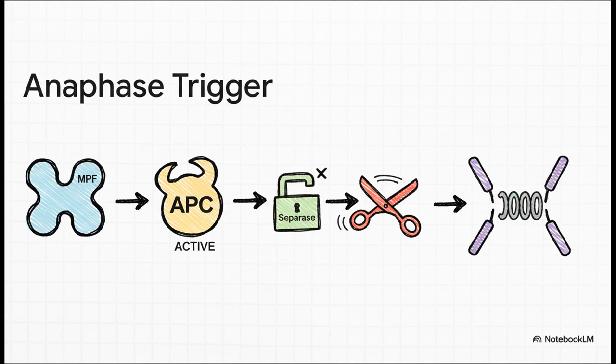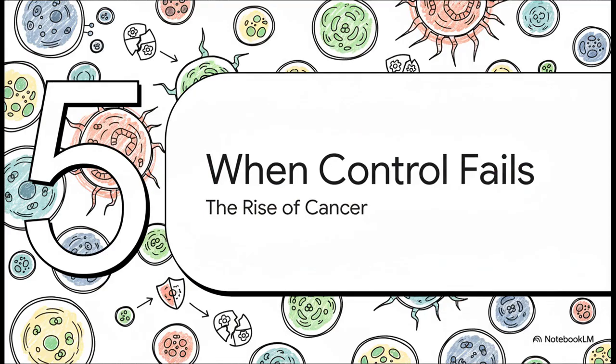See, securin's whole job is to keep another enzyme, separase, in check. So the moment securin is gone, separase is free. And separase acts like a pair of molecular scissors, going along and cutting the cohesin proteins that have been gluing the sister chromatids together. The instant that glue is cut, the chromatids are pulled apart to opposite ends of the cell, and anaphase has begun. So we've just walked through how incredibly precise this whole system is.